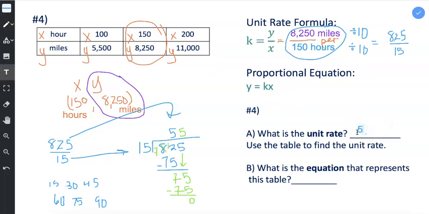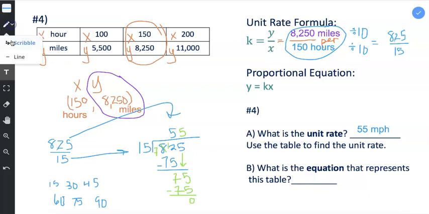So the unit rate is 55, and M for miles, P for per, and H for hours. So the unit rate is 55 miles per hour. 55 miles every 1 hour. And then we need to write the equation.